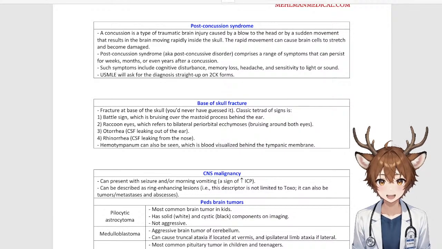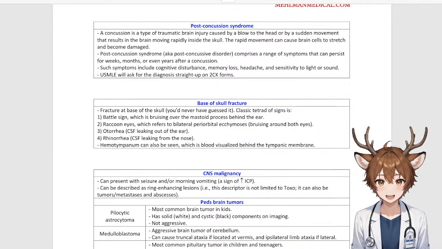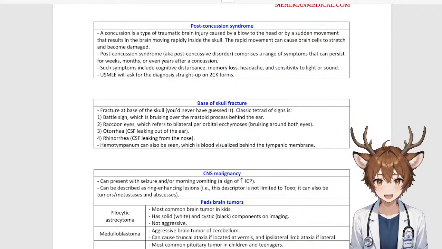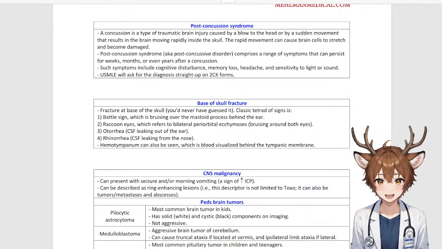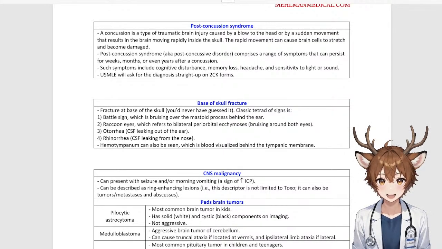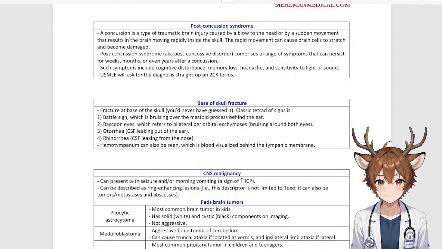Battle sign, which is bruising over the mastoid process behind the ear. 2. Raccoon eyes, which refers to bilateral periorbital ecchymoses, bruising around both eyes. 3. Otorrhea, CSF leaking out of the ear. And 4. Rhinorrhea, CSF leaking from the nose. Hemotympanum can also be seen, which is blood visualized behind the tympanic membrane.